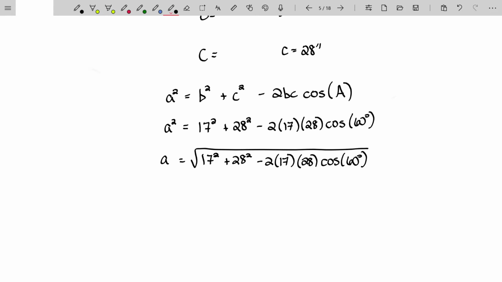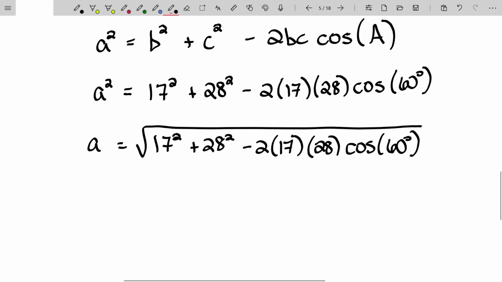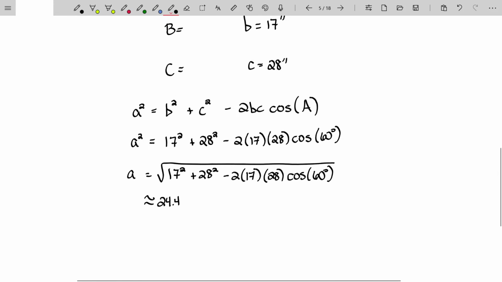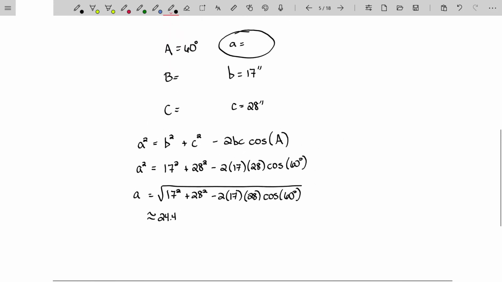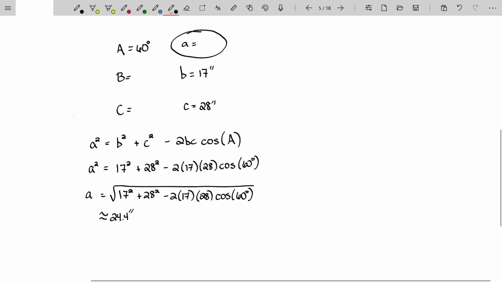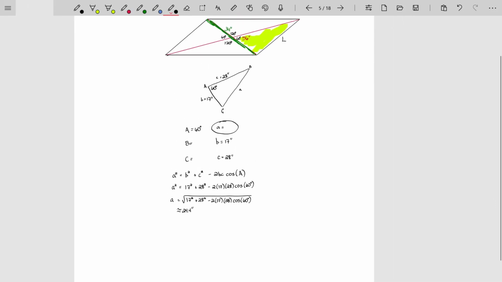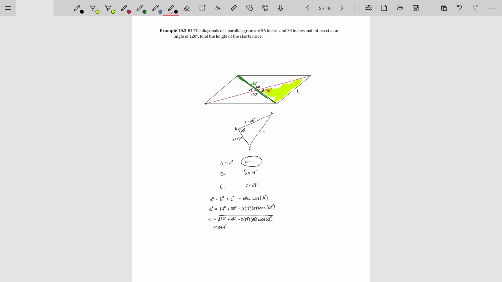But for our purposes right now, I'm just going to grab a calculator and find the approximate length of that shorter side. And I get 24.4, and remember our units are inches. So 24.4 inches. And that is the length of the shorter side of that parallelogram within this problem.